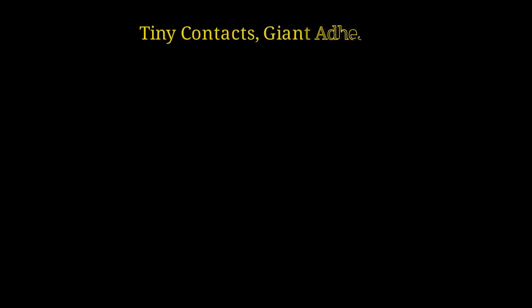Welcome! Today we're diving into a fascinating phenomenon, how tiny contact areas at the nanoscale can produce surprisingly strong adhesion forces. This explains why supposedly non-sticky materials can actually stick very hard at small scales. Let's start with a puzzling observation. You might think materials like silicon or glass are non-sticky, but at the nanoscale, they exhibit remarkable adhesion.